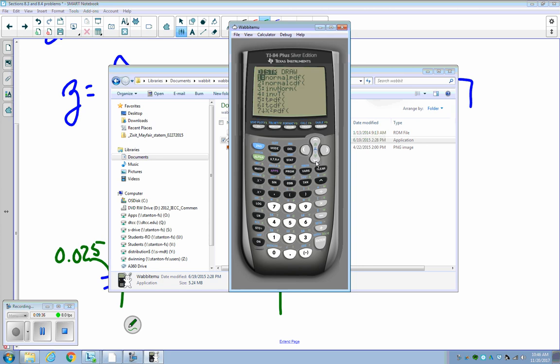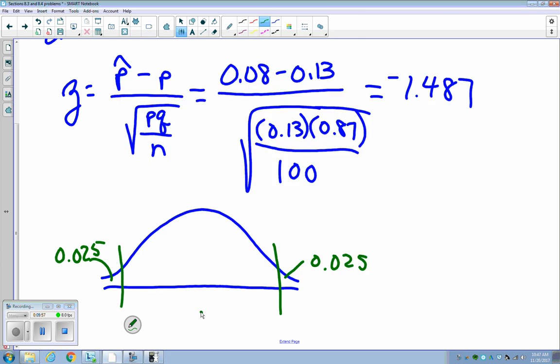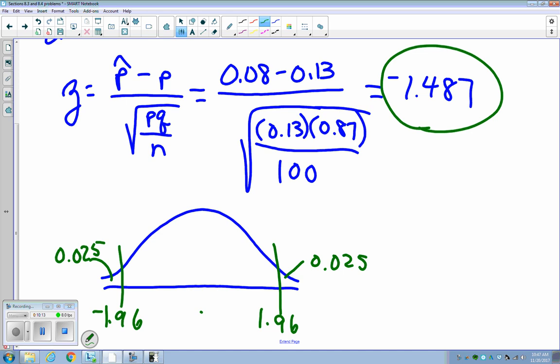So second distribution, Don said it's going to be negative 1.16. I'm going to put 0.25 as my area. I come down, I've got my mu is 0, sigma is 1, and it is negative 1.96. What's this one then going to be? Positive 1.96. Good. My z that I calculated is negative 1.487.